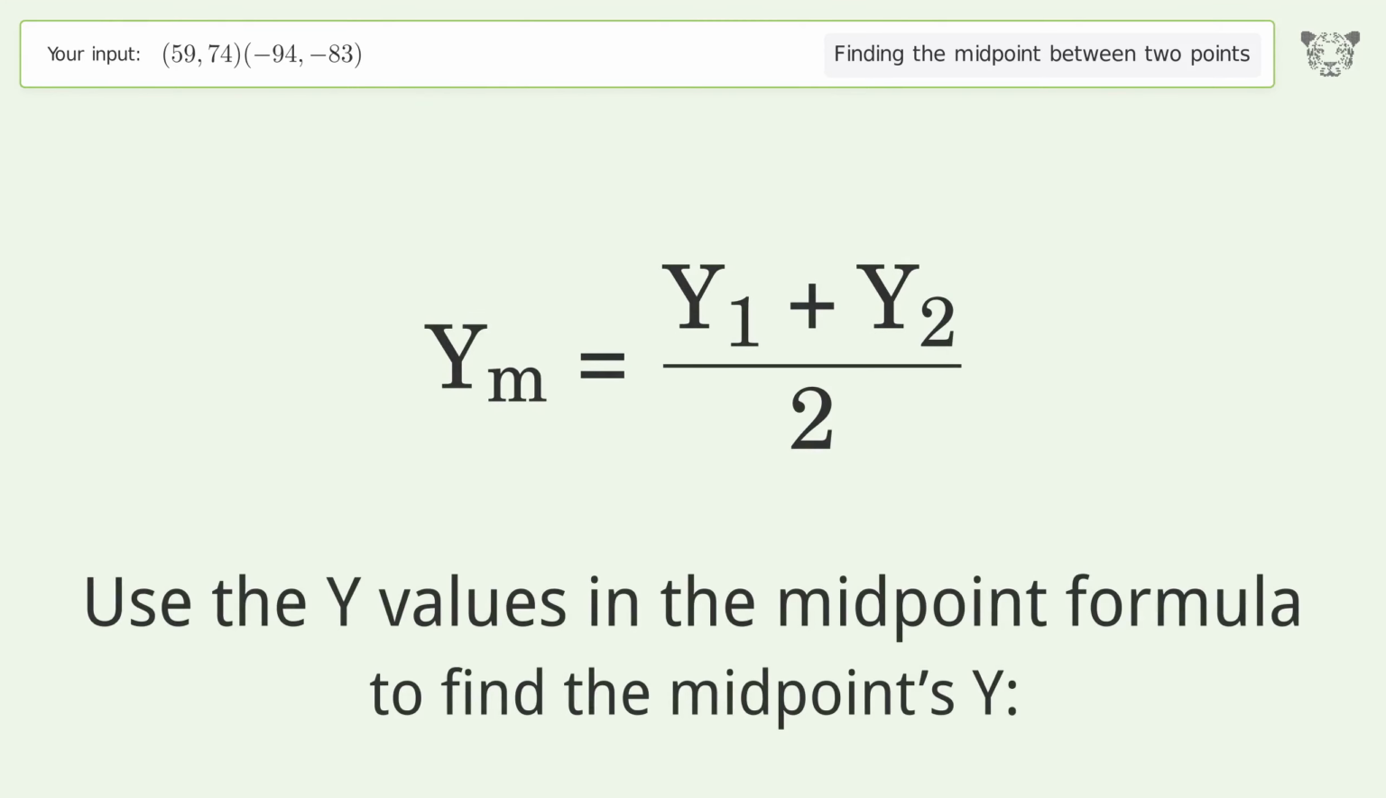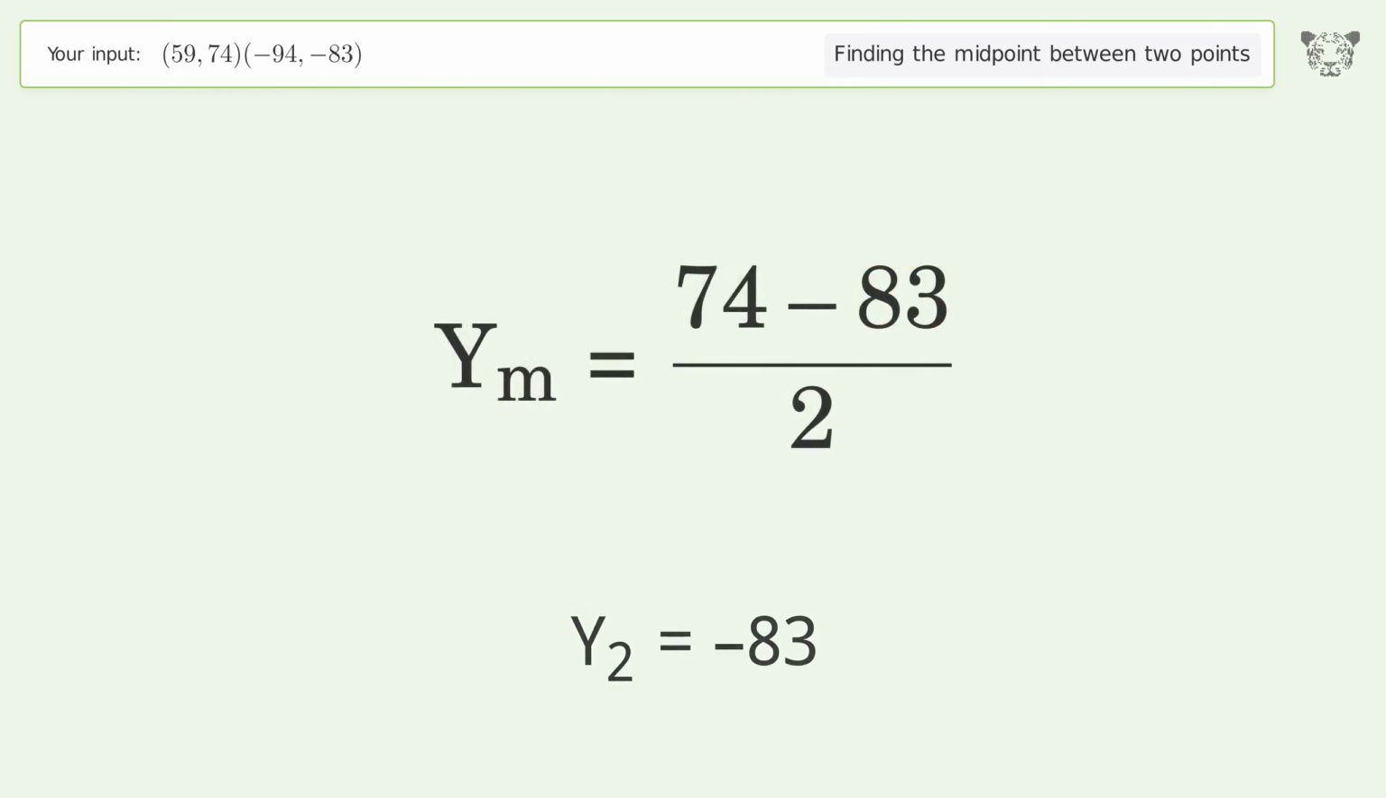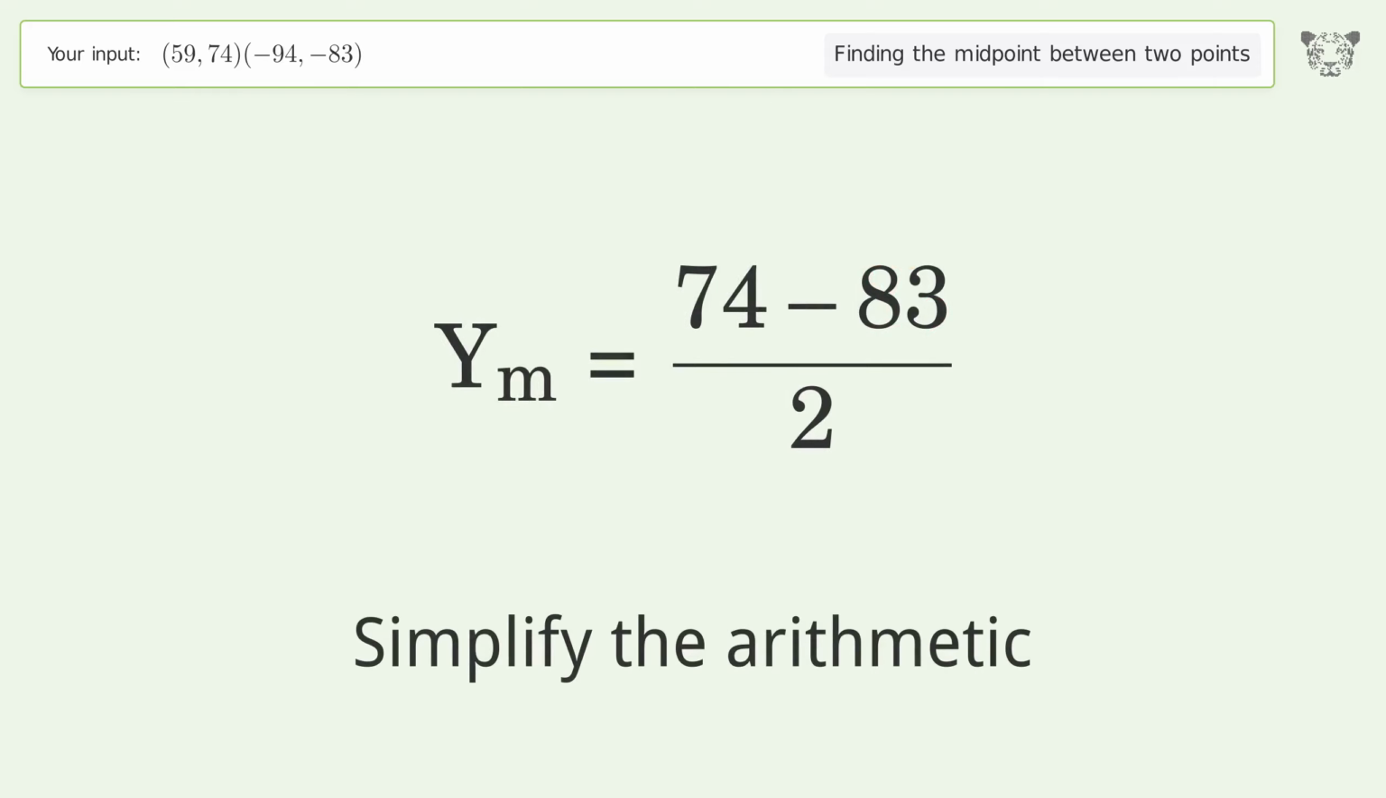Use the y values in the midpoint formula to find the midpoint's y. y1 equals 74. y2 equals -83. Simplify the arithmetic.